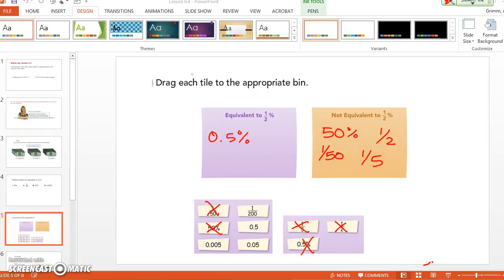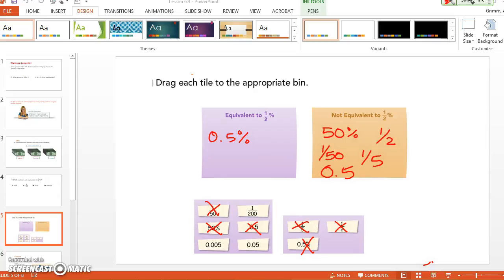I still see probably at least one more easy one. It's in the first box. Which one is easy up there? Yeah, that's a half, right? That'd be like 50 cents. That's not the same as 0.5%. Or what percent would this be? 50%. Does that make sense? Because you would move the decimal point 2 times, 50%.